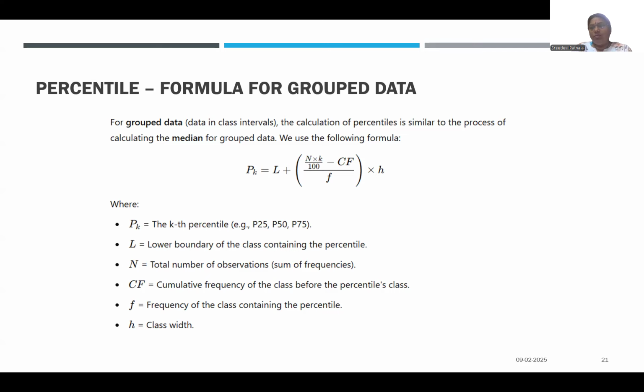N is the total sum of the frequencies, and PK is the kth percentile, whichever percentile the problem asks for. It could be P25 or P20 or anything. L is the lower bound of the percentile class, N is the number of observations, and CF is the cumulative frequency of the class before the percentile class. So you will identify first the class in which that particular frequency is lying, and that corresponding cumulative frequency you will take as CF, along with the class width.